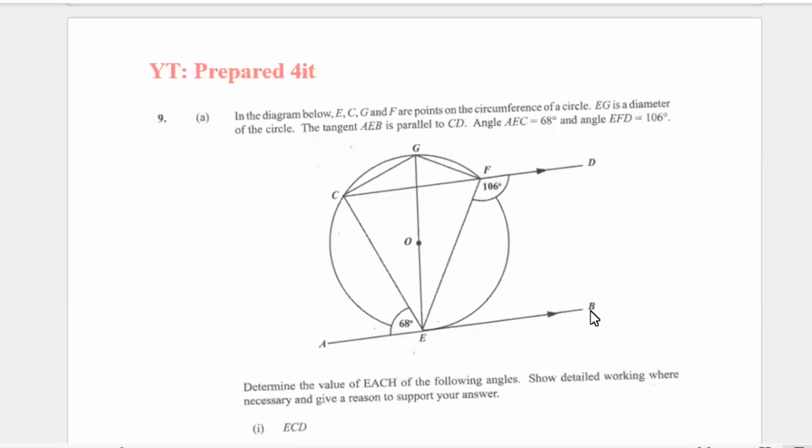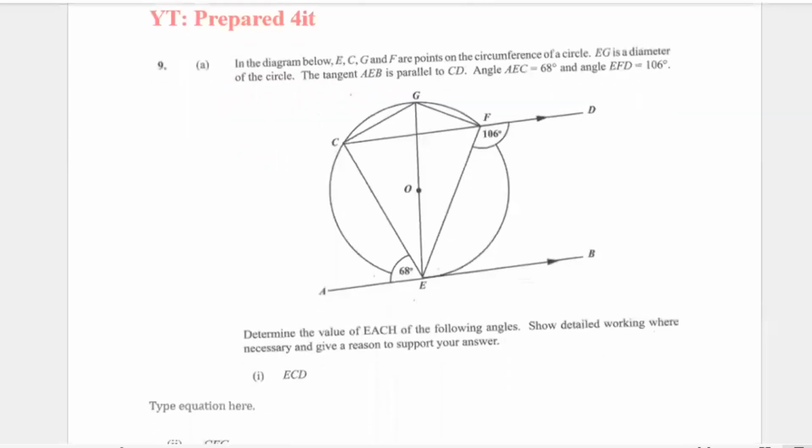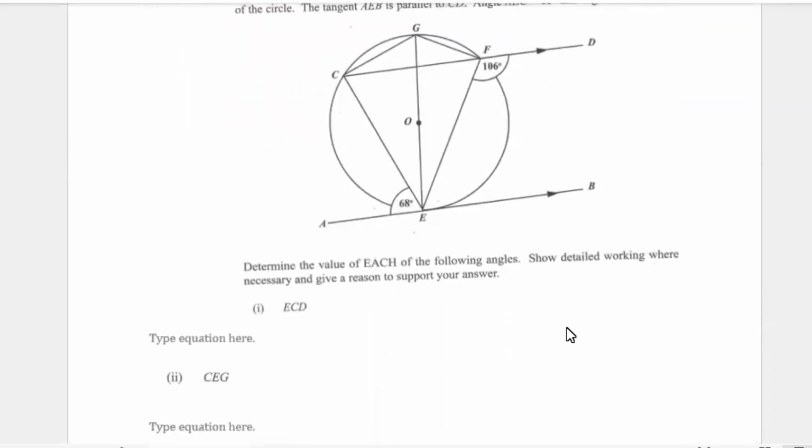Right angle. A right angle, 90 degrees. Thank you, Tony and Tyra. So the question now says, determine the value of each of the following angles and show detailed working where necessary and give a reason to support your answer.